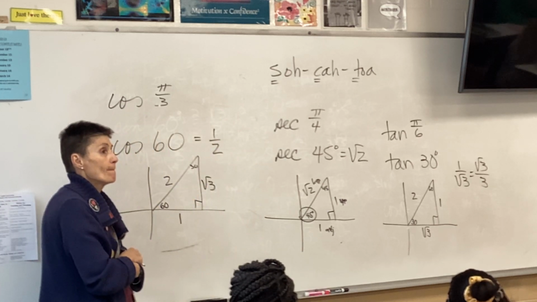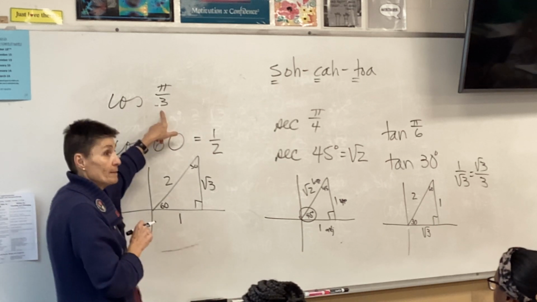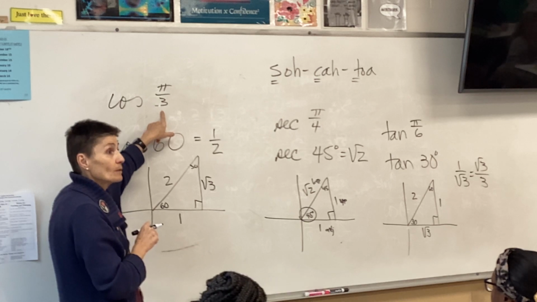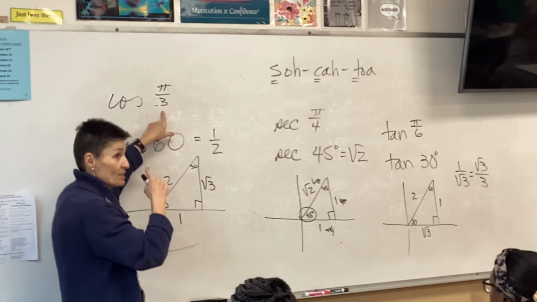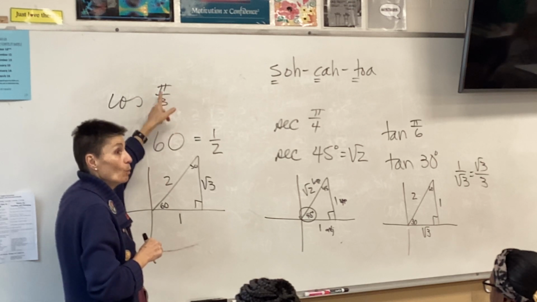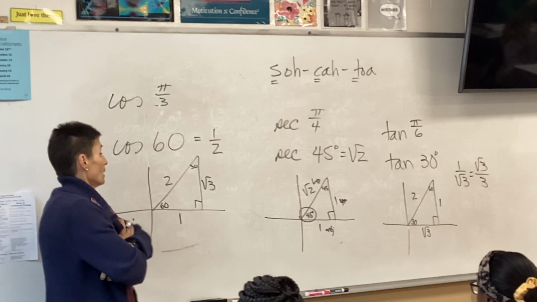Katie? I'm just confused on where you're getting the 60 at first. Pi over 3. Pi is 180. Pi is what you learned yesterday. Pi is 180. 180 divided by 3. Okay.